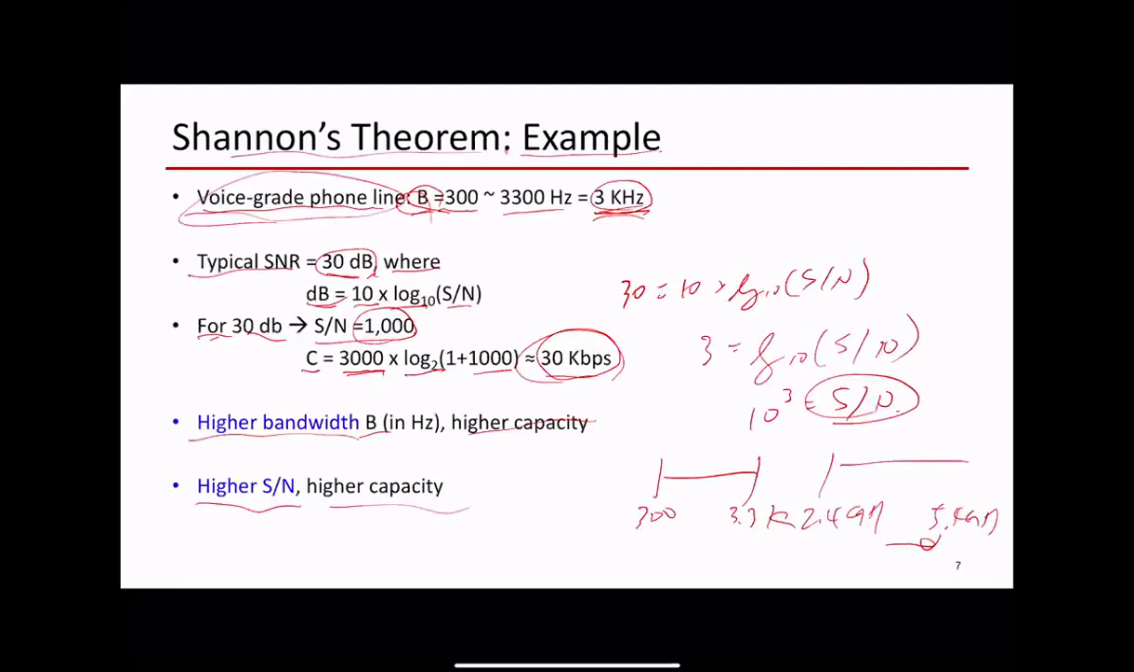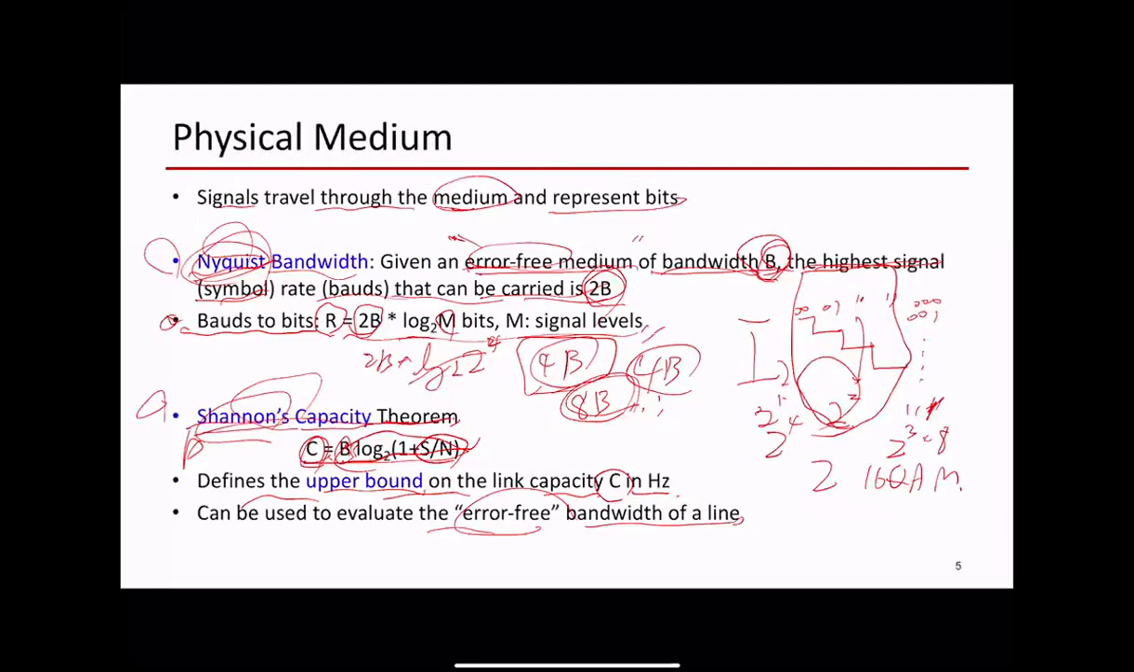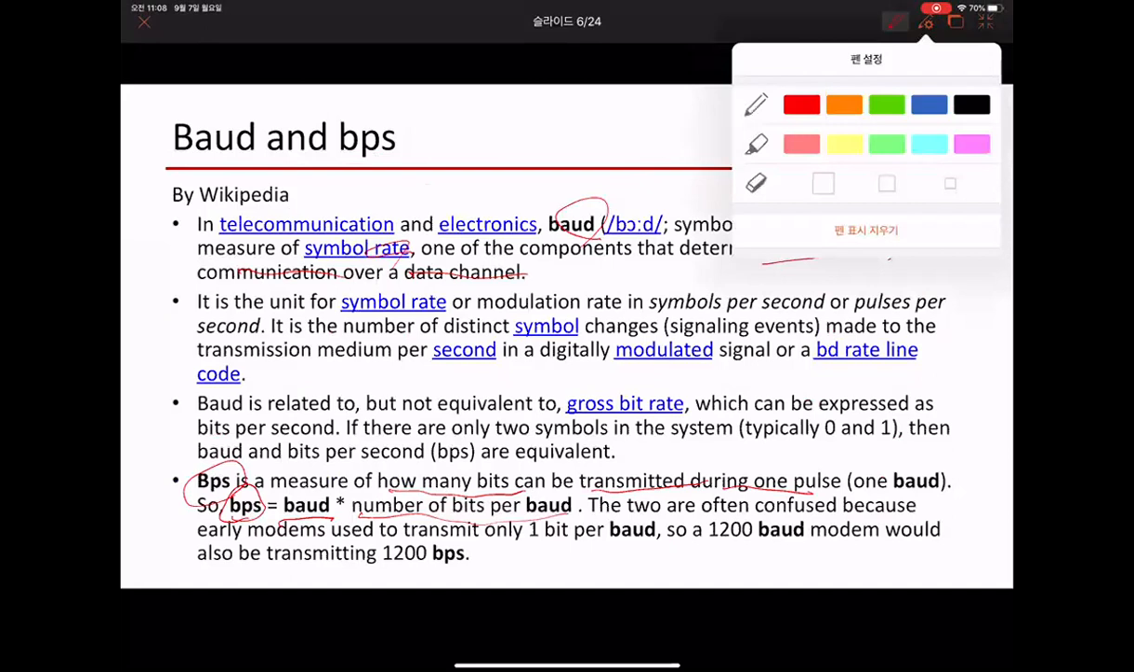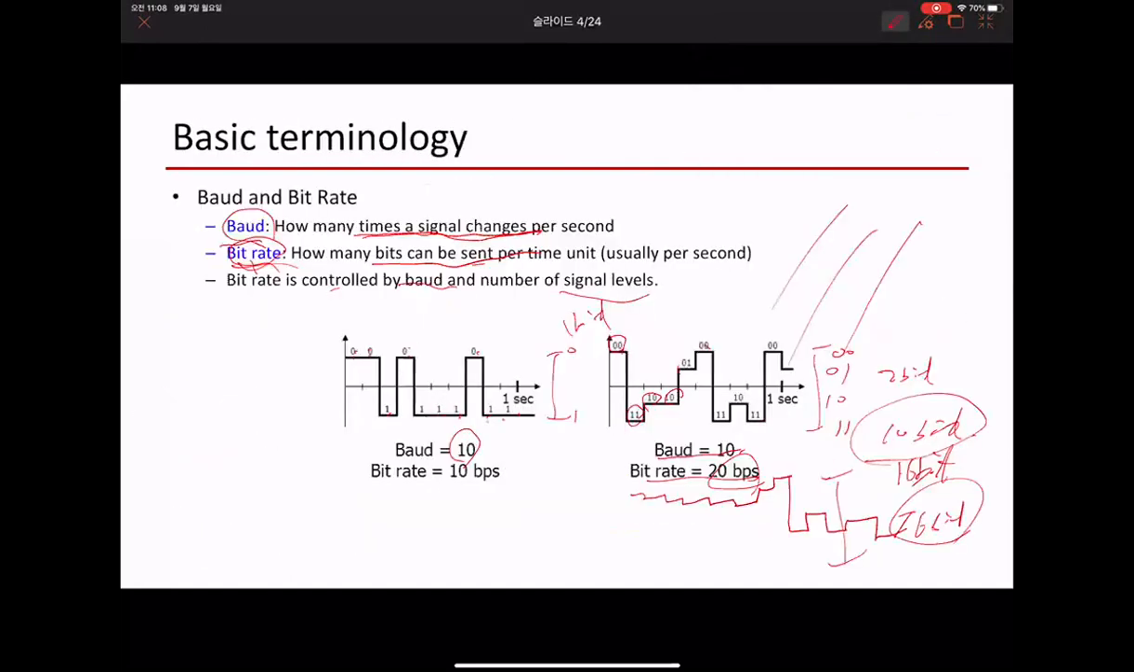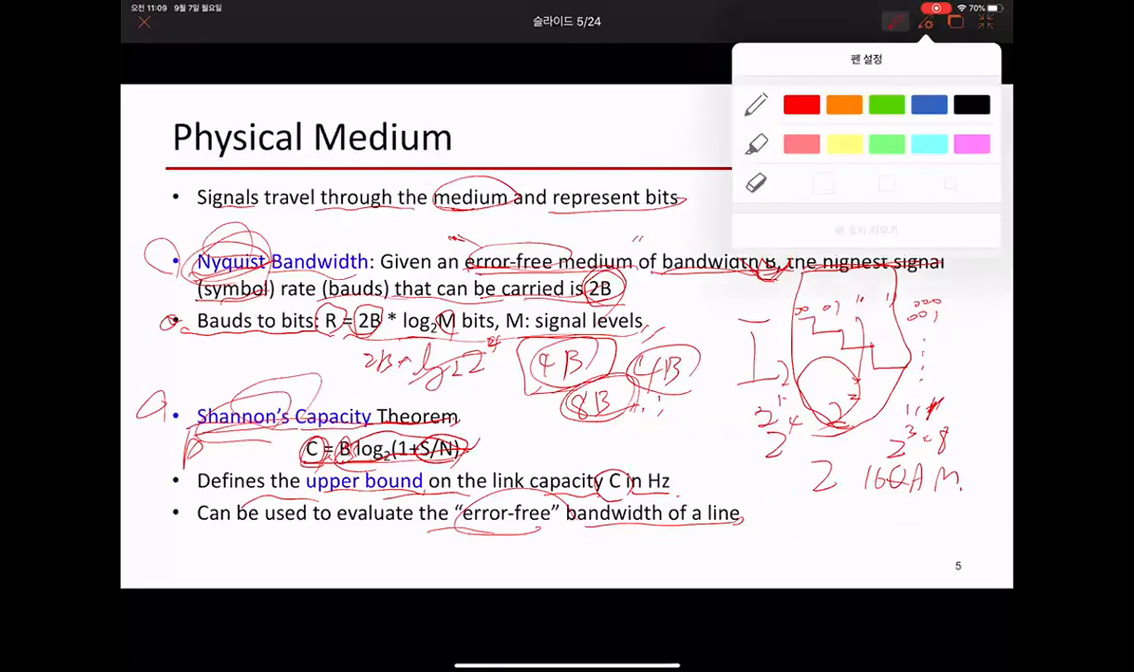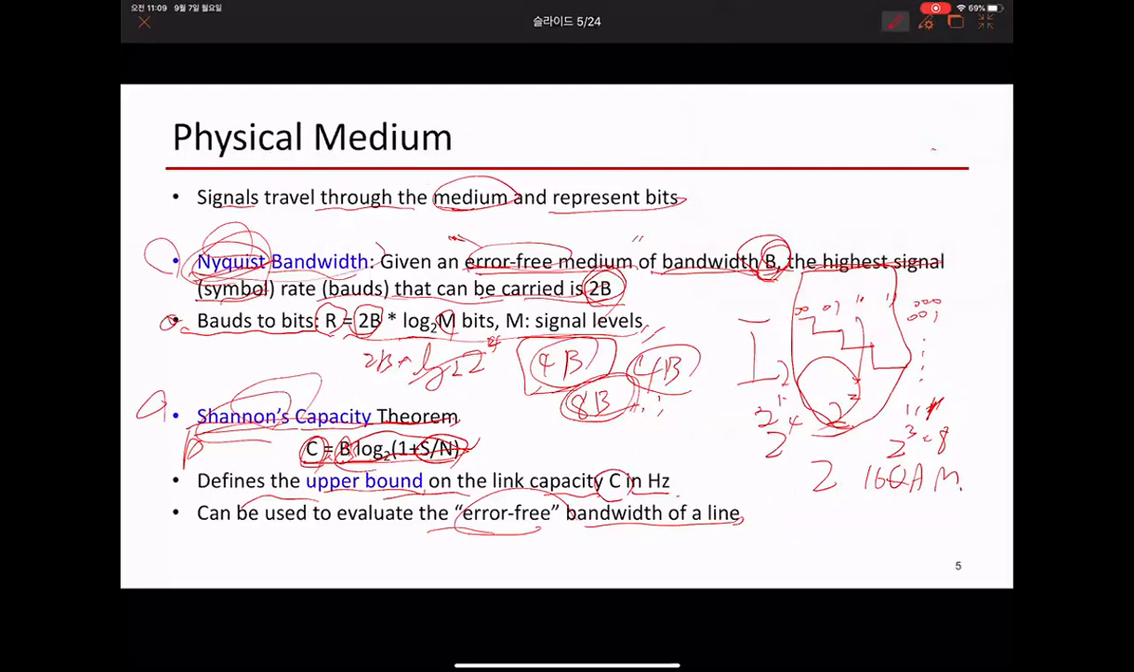Okay, so we talked about the Shannon's theorem. We talked about what is Nyquist bandwidth, and we talked about the Shannon's capacity. In the Shannon's capacity, by definition, the capacity of your network is B times log2(1 plus S/N). S/N means signal to noise ratio, SNR. So if your signal is much clearer than noise, then I can hear your voice. What if your signal is lower than the noise?